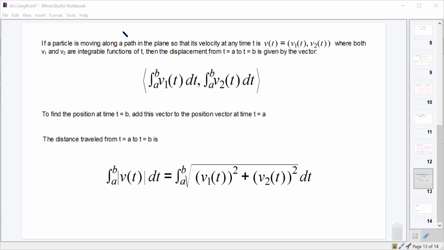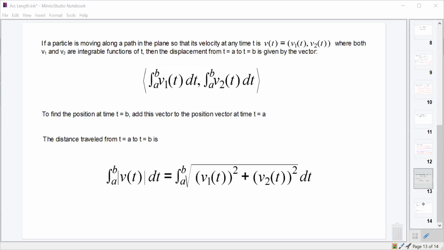Good or no? Anybody have any questions on that, or are we okay with that and can do a problem and feel all right about it? Yeah, it's all simple enough.